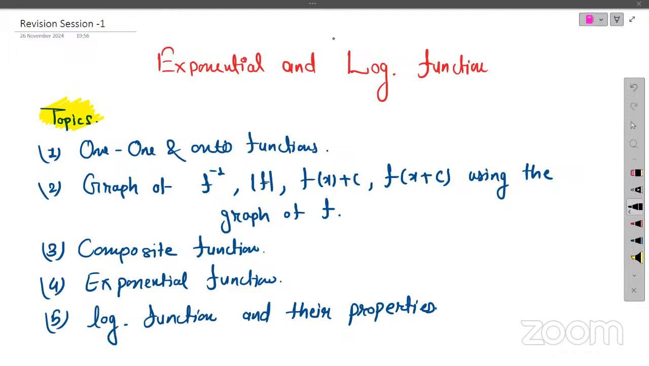Okay, so let's start. It's already 8:05. So first, let's discuss what is a one-one function and an onto function. I'll start with the definition. So we know what is a function. So what is a function? A map or a correspondence or a rule, whatever you want to say.